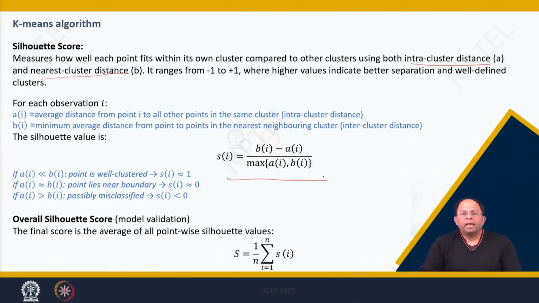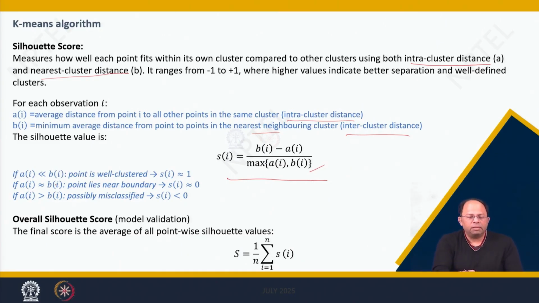Now what is a_i? a_i is the average distance from point i to all other points in the same cluster. So this is the intra-cluster distance, right? This is compactness. And separation, b_i, is the minimum average distance from point i to points in the nearest neighboring cluster. So this is the inter-cluster distance. So from that cluster to the other nearby clusters, what are the distances to those points? So the Silhouette value is given like this.